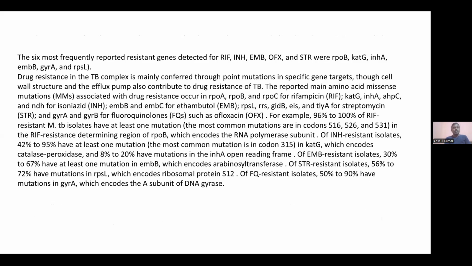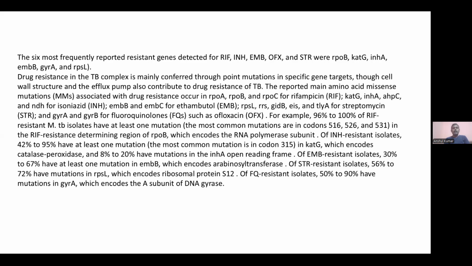The most frequently reported resistance genes detected are for RIF, INH, EMB, OFX, and STR, namely rpoB, katG, inhA, embB, gyrA, and rpsL. Drug resistance in the TB complex is mainly conferred through point mutations in specific gene targets, through cell wall structure, and the efflux pump also contributes to drug resistance of TB.